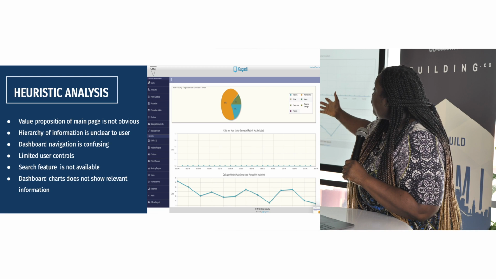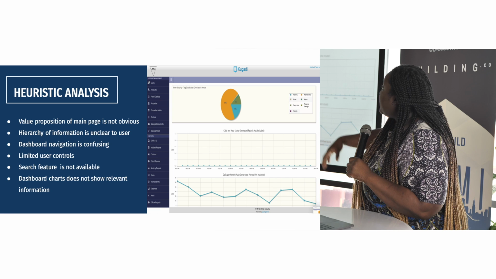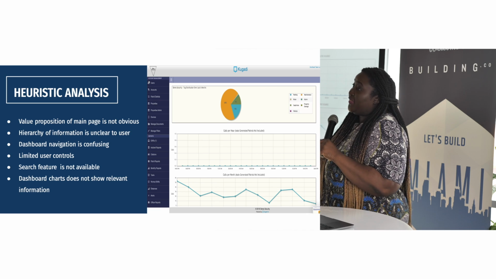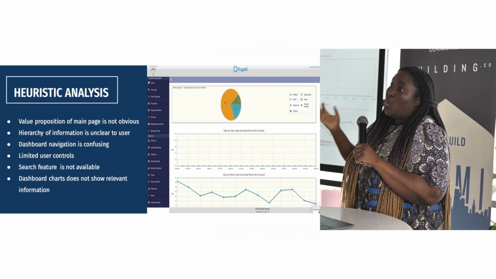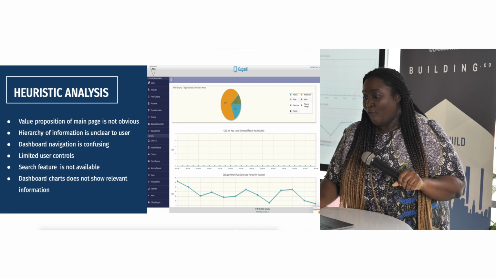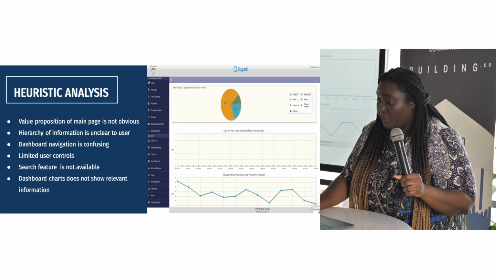They don't have a search feature. There are limited user controls. And as you can see, there are so many sections to go through just on the menu screen. Through that, it's a three-step process, and you don't know where to start. Do you start with the account, or the users, or the property?